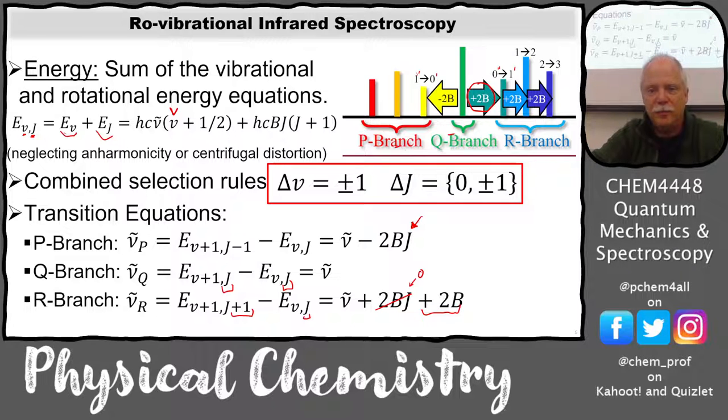And so then this next one would be 2 double prime going to 1 prime. And notice as we put in those quantum numbers, so J equals 1, it's the vibrational frequency minus 2B. If we put in a 2 there, it's going to be the vibrational frequency minus 4B. So you see it jumps over twice as far. And then you put a 3 in, it goes over 6B. And so every one of those rotational lines is spaced by a constant value, that rotational constant.